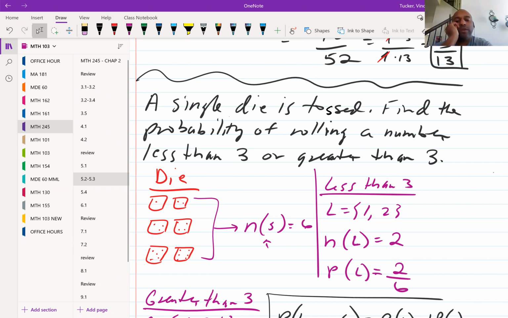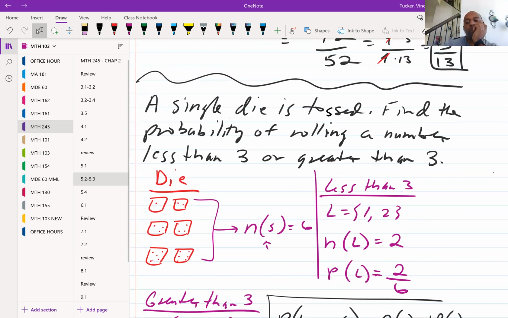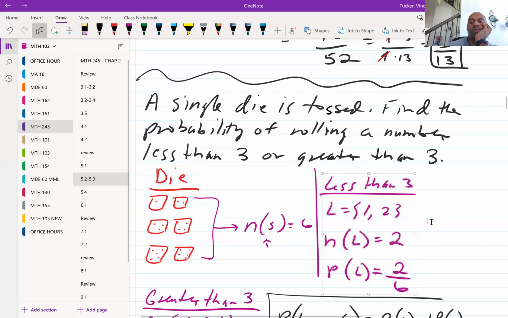So we want a probability of rolling a number less than 3 or greater than 3. All right. So looking at what we have here, we have 2 different events. We have less than 3 and greater than 3. They are mutually exclusive because it's impossible to be less than 3 and greater than 3. They don't have anything in common or any numbers in common.